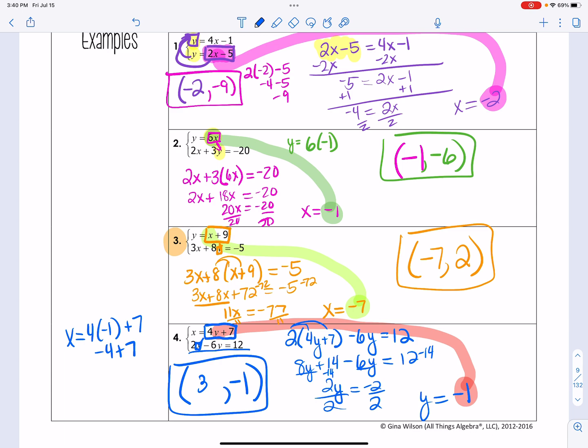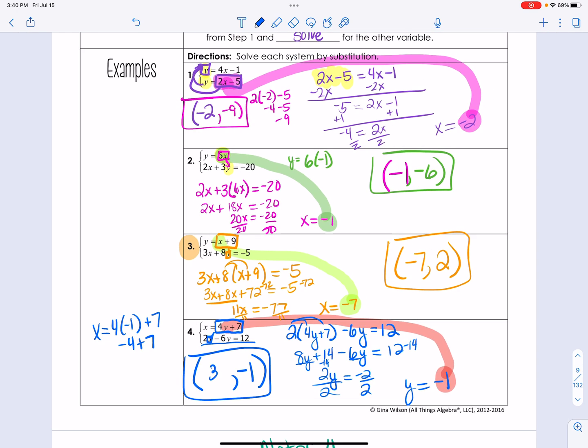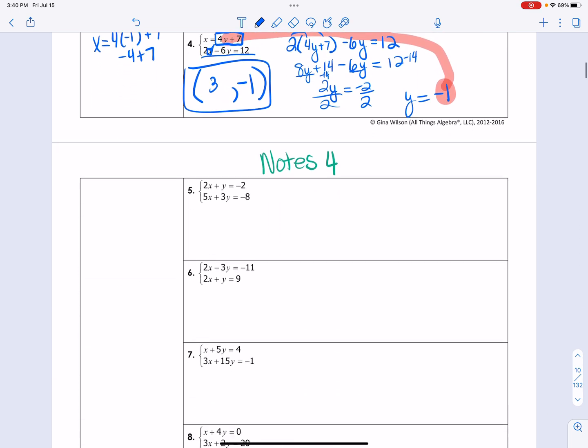So it doesn't matter. I'm just trying to show you, it doesn't matter if it's solved for x or y. I would do the easiest route. If you don't want to solve for something, if it's already solved. Okay, so now let's take a look at number 5.